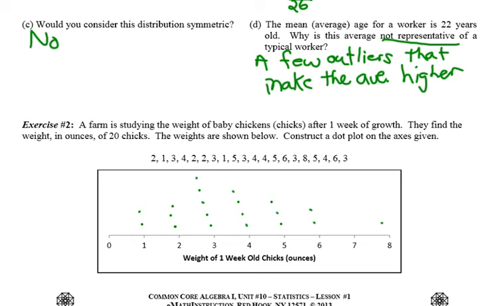Okay, hopefully you have something that looks like this. There should be 2 at 1, 3 at 2, 5 at 3, 4 at 4, 5 at 5, 2 at 6, 1 at 8. Okay, so there it is. Again, 1 dot per person. Try to line them up nice and neat, or per weight, I should say in this case.